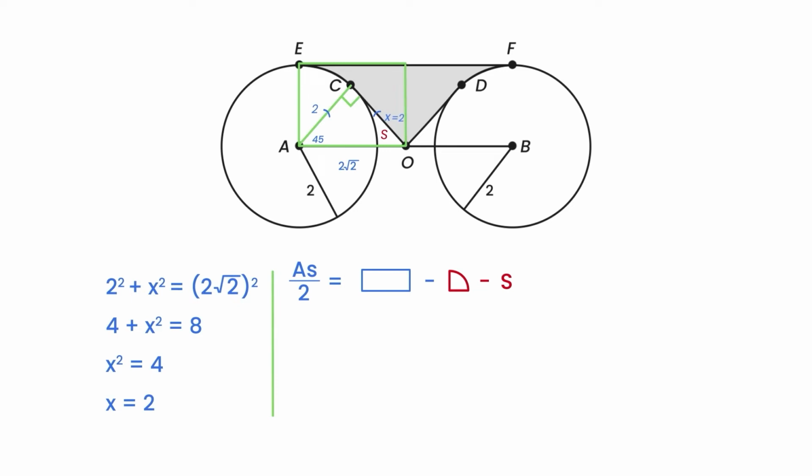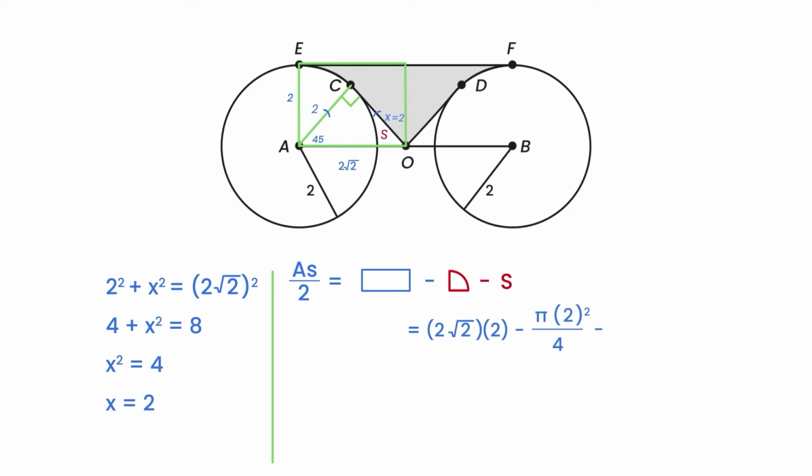So here we go. First and foremost, the rectangle is pretty straightforward. It's length times width. The length is from here to here, which is 2 root 2. And the width is from here to here, which is just the radius of the circle, which is 2. So that takes care of the area of the rectangle. The area of the quarter circle is pi r squared all over 4, because you're taking 1/4 of the circle. Now what is r? Well, the radius of the circle is 2.